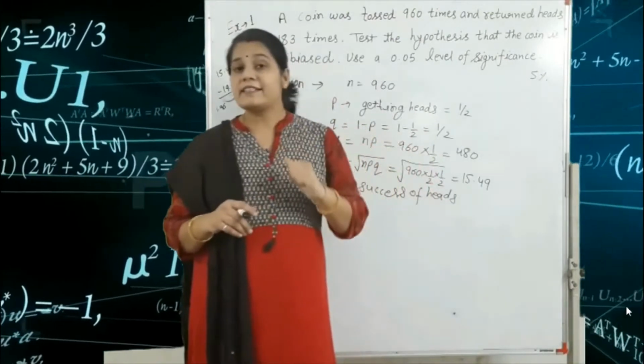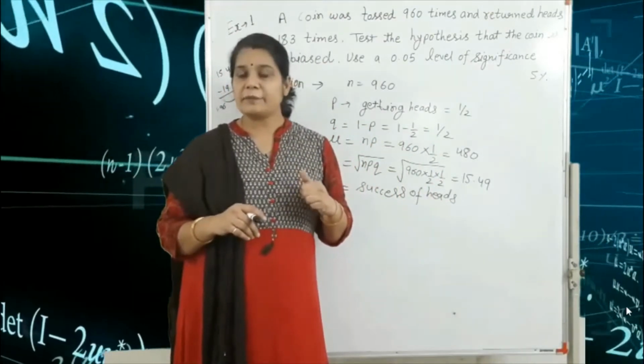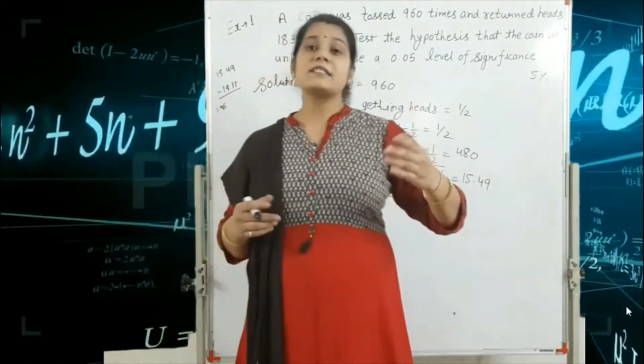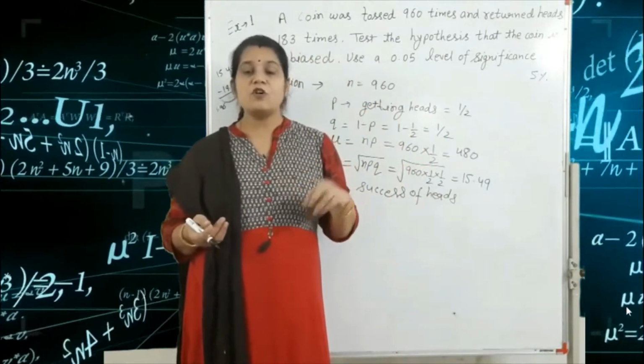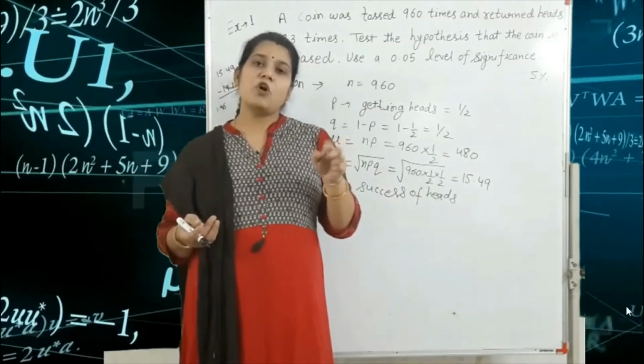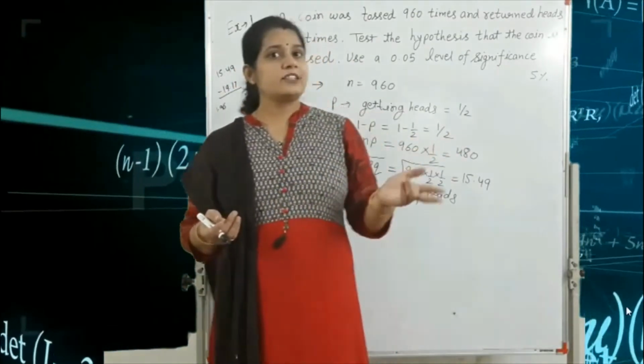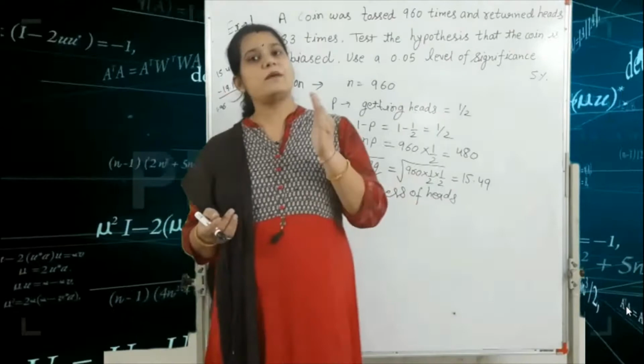Okay, so our second step is the alternative hypothesis. The alternative hypothesis is just the opposite of the null hypothesis. So the null hypothesis is coin is unbiased, so the alternative hypothesis is coin is biased.